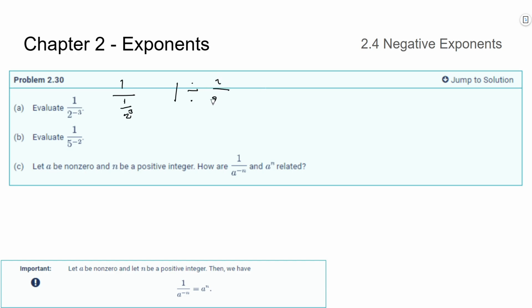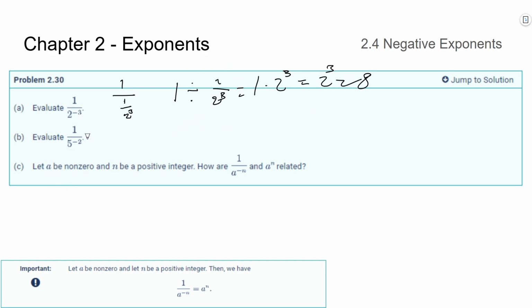1 over 2 to the 3rd. And so this is a reciprocal of a reciprocal. And you know that the reciprocal of a reciprocal is going to give us back our original number. So we know this is going to be 2 to the 3rd. But if you write it out like this, 1 divided by 1 over 2 to the 3rd, we can convert that to multiplication. That becomes 1 times 2 to the 3rd. And that becomes 2 to the 3rd, or 8.